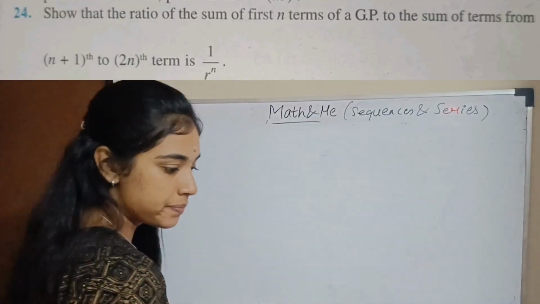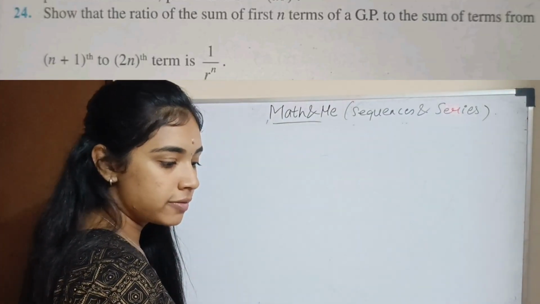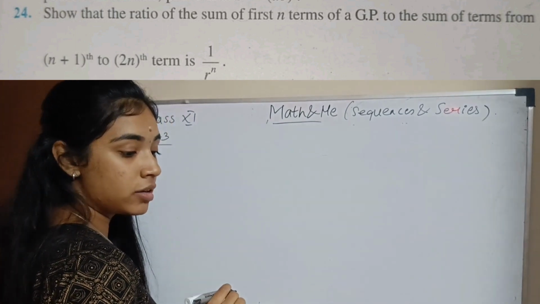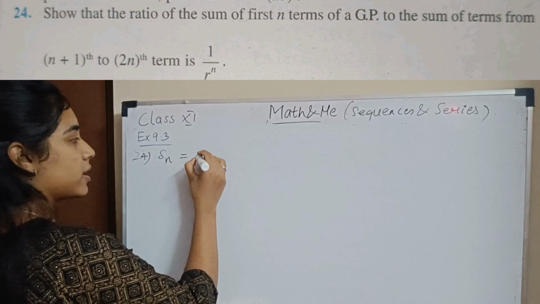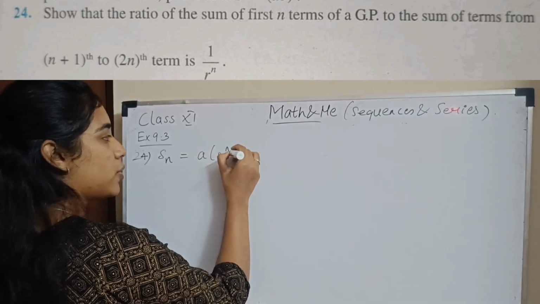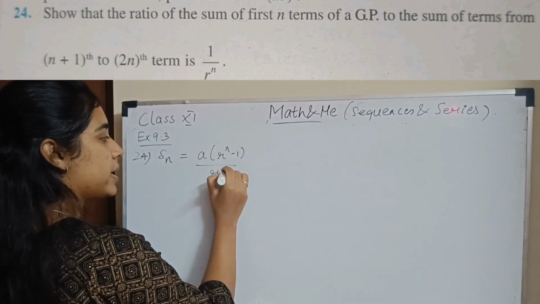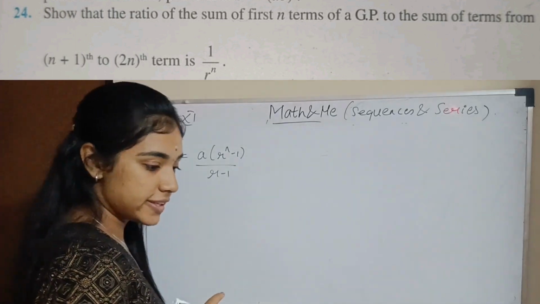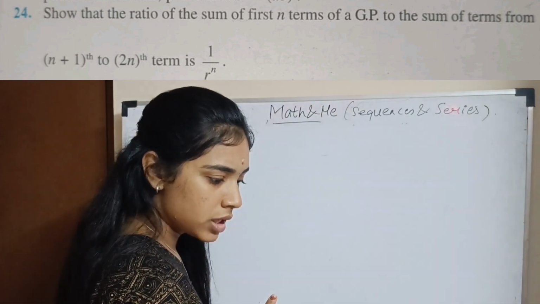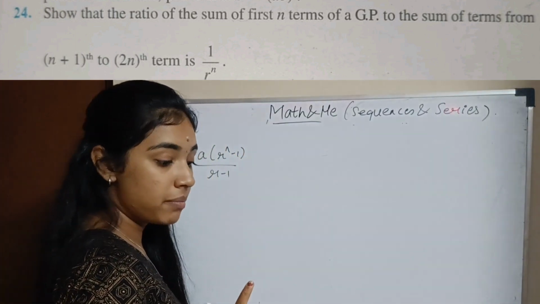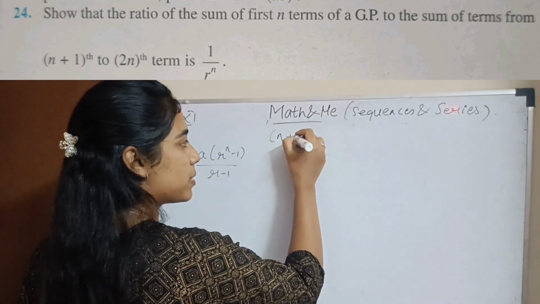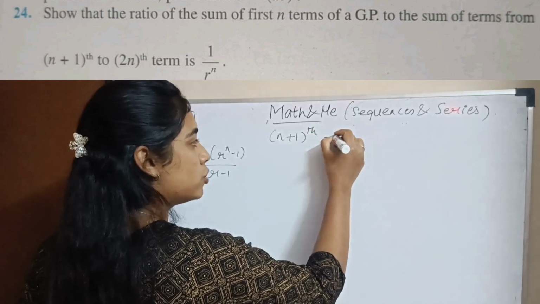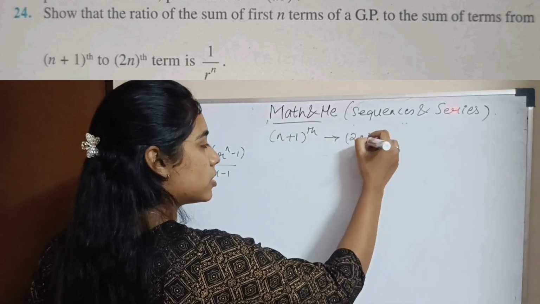Question number 24. Show that the ratio of the sum of first n terms of a GP. So sum of first n terms of a GP is what? A times r to the n minus 1 divided by r minus 1. So the ratio of this to the sum of terms from n plus 1th to the 2nth term.